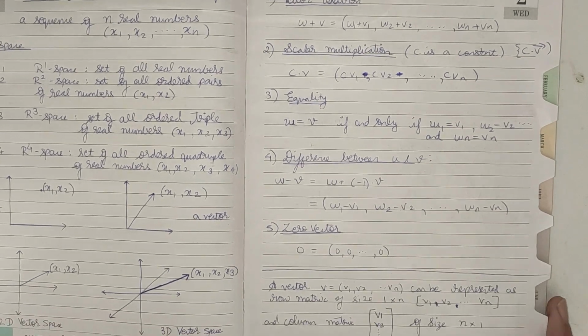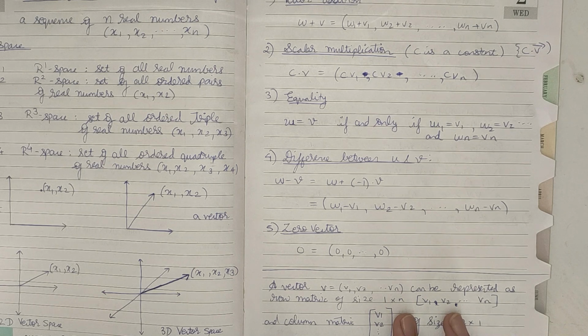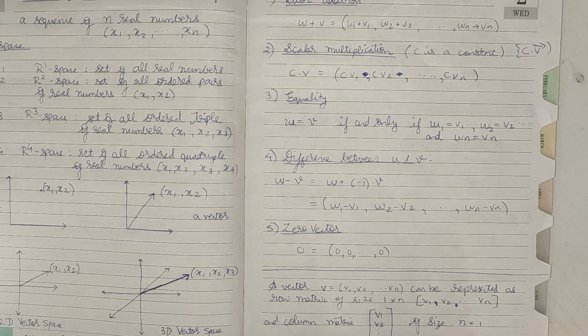Now a vector v can be represented as a row matrix as given here and a column matrix as given here. In the row matrix, the size of the matrix is 1 cross n, and in the column matrix the size is n cross 1.